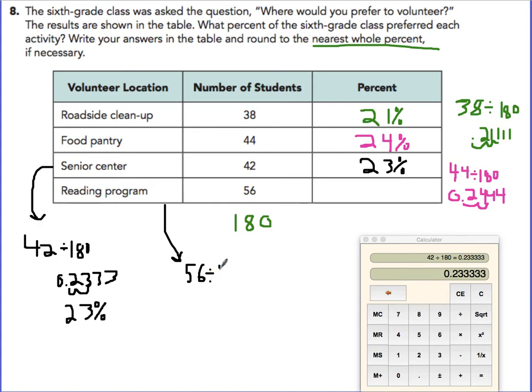56 divided by 180. So our percentage of kids that volunteered for the reading program is 31.11111%. So we're going to round it to 31% because we're rounding it to the nearest whole. All right, there were no explanations asked there, so that's all we had to do for that one.